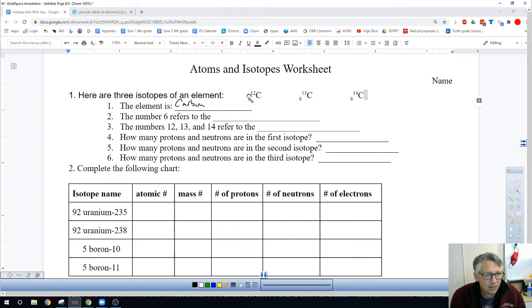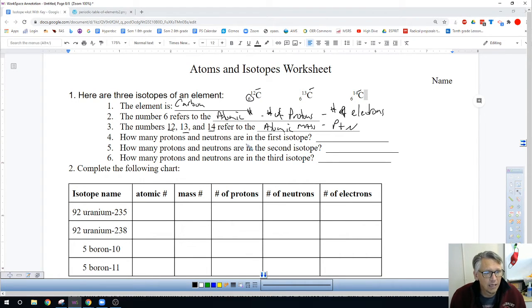The number 6 refers to the atomic number. You could also say it's the number of protons. Or you could also say it's the number of electrons in a neutral atom. I apologize, my writing today is much worse than others. What does the 12, 13, and 14 refer to? That is the atomic mass, or it is protons plus neutrons.